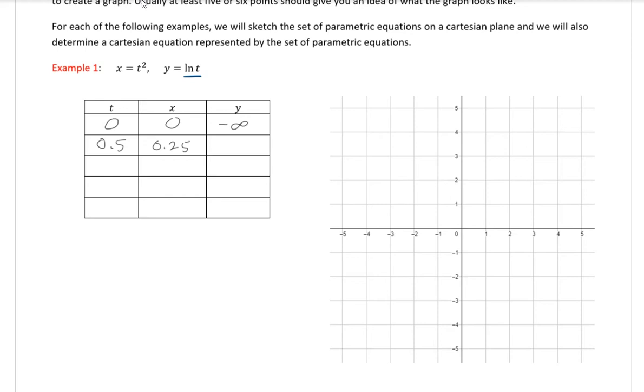I get negative 0.602. Oh, sorry, that was just a log. Negative 1.386.